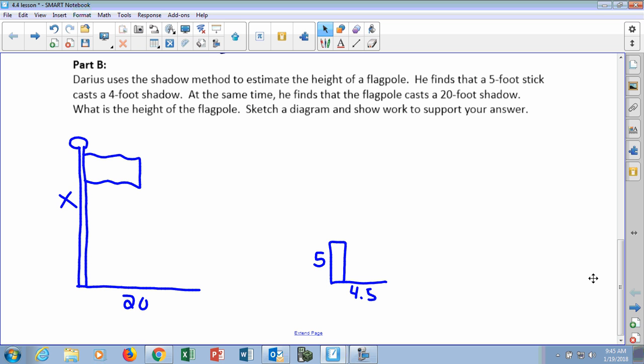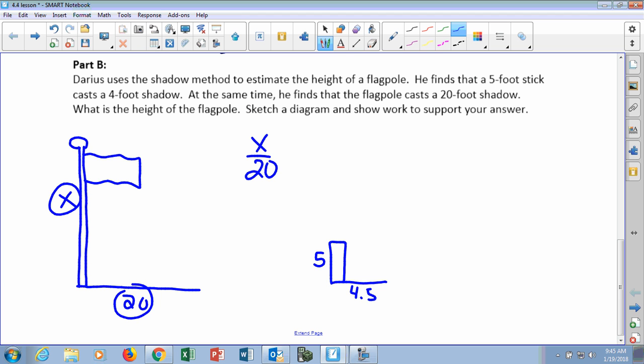25. That is correct. 25 what? Feet. All right. So tell me how you did it. I did x over 20. Good. X over 20. Because again, you got the flagpole, right? And what side is X similar to on the stick? 5. So what was your second part of the proportion? 5 over 4.5. Because the X and the 5 are on the similar sides, and the 4.5 and the 20 are similar, right?